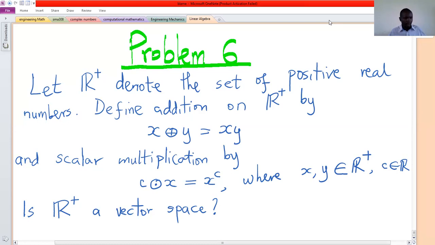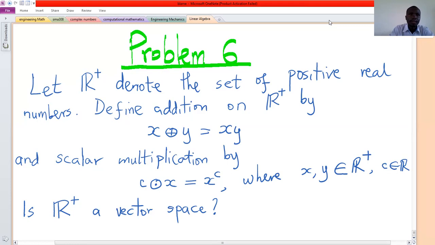So welcome to this session. In this session, we are going to prove whether a given set defined by addition and scalar multiplication defines a vector space.